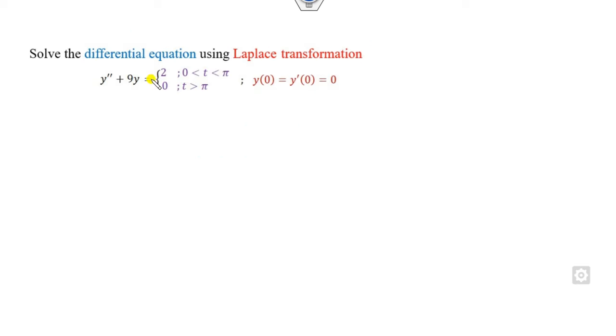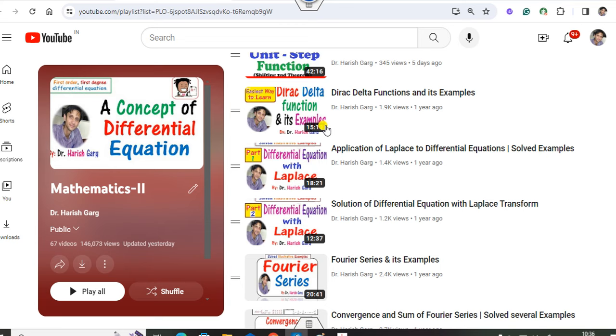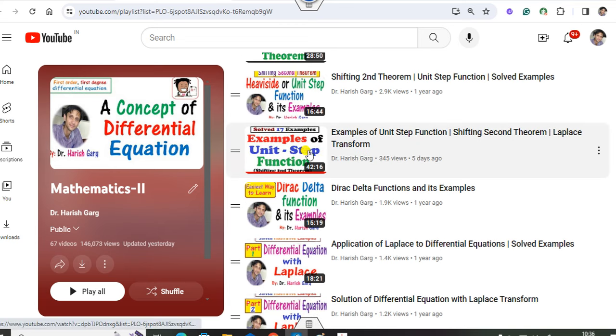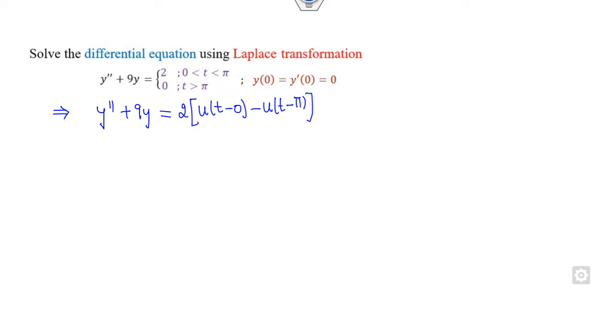Again you can see this is my unit step function. So firstly I can write this function in terms of the unit step function. It's twice of u(t minus lower limit) minus u(t minus pi). Fine. So this is a unit step function. For more detail you can watch this lecture on how you can write examples of the unit step function. There are more than 17 examples that will help you to write this one. And it's 0, it's 0. Now you can take the Laplace on both sides.